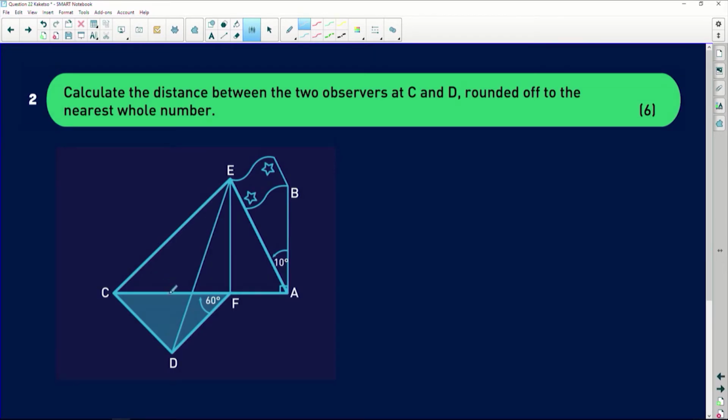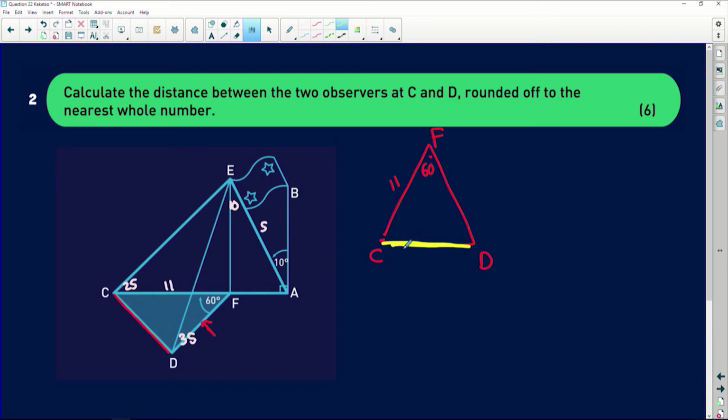We've just found that CF is 11, that's 5, 10, 25, 35. Alrighty, it says calculate the distance between the two observers at C and D. So we're trying to find this here. Okay, so if I look at this diagram, the only triangle that contains that distance we're trying to find is this triangle at the bottom here, this flat surface. So we're given that that's 60 there. We found that this is 11, and we're trying to find this side over here.